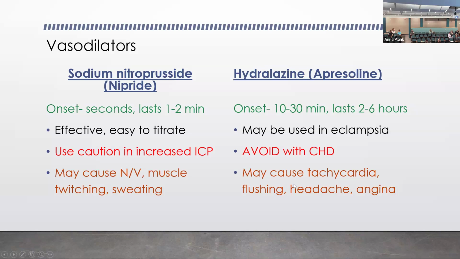Might cause nausea, vomiting, some muscle twitches and sweating. But it works very quickly, very easy to titrate, very rapid. Whereas hydralazine, this is one you might push IV, sometimes they give it as a pill. This one takes about 10 to 30 minutes, but it lasts 2 to 6 hours. So it takes a little longer to kick in, but it does last longer. It has the things you would expect: the heart rate goes up, we might have some chest discomfort or flushing because we're dropping the blood pressure. But we don't want to do it if we know they have coronary heart disease. If they have a history of this, we're going to use another medication first.